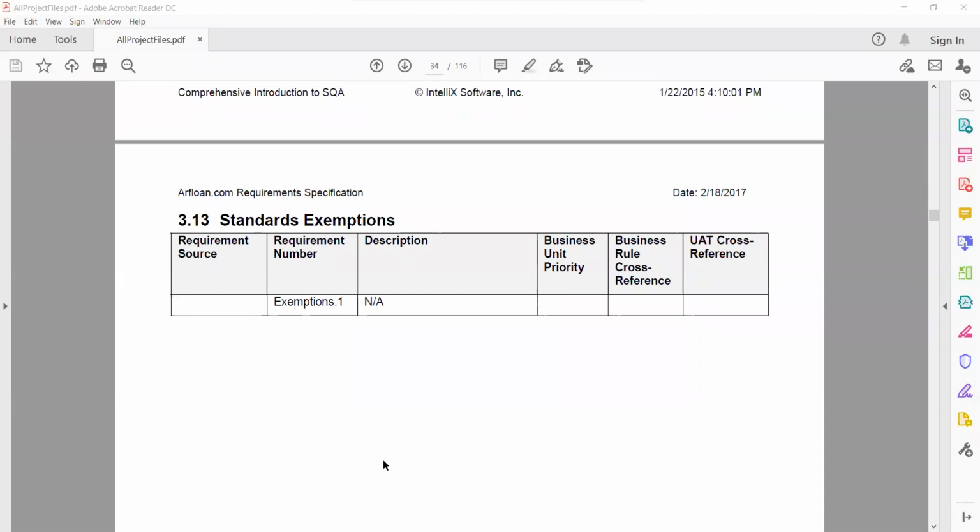Okay. Thank you. Can you help me explain the standard exemptions again, please? Can you repeat the question, Tirth? Can you help me understand the standards exemptions, please?